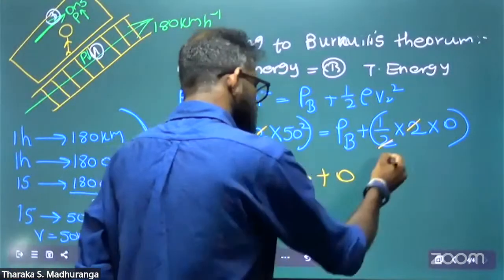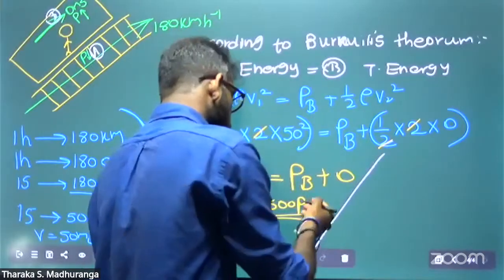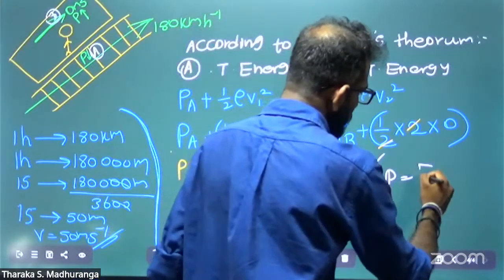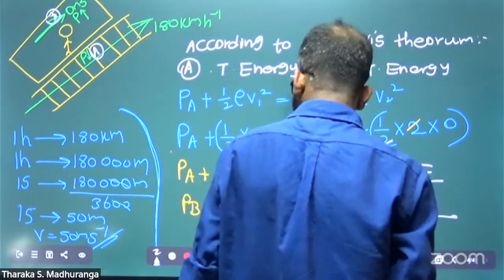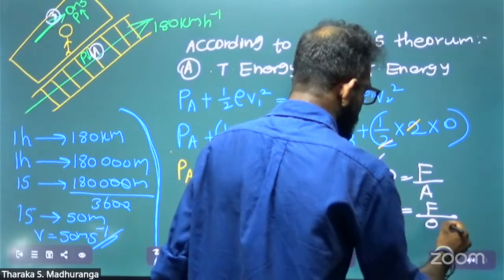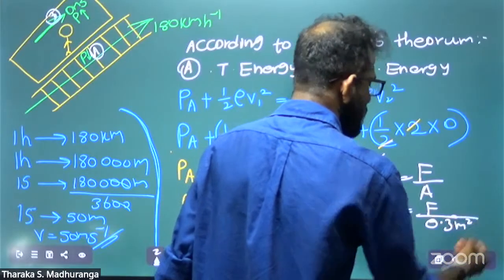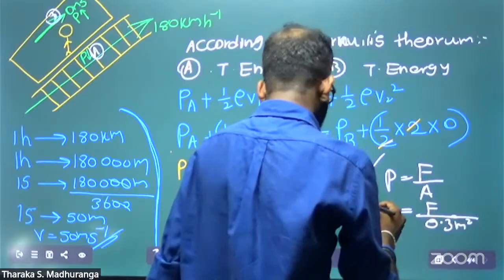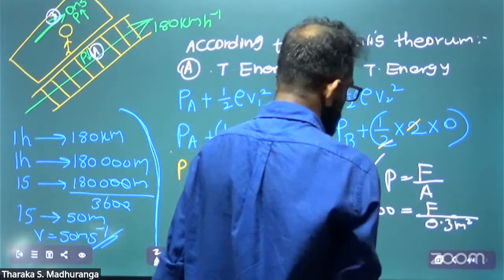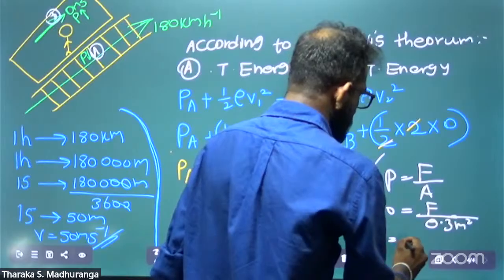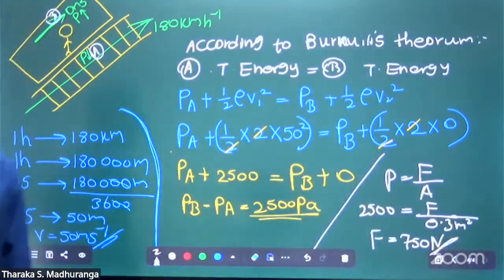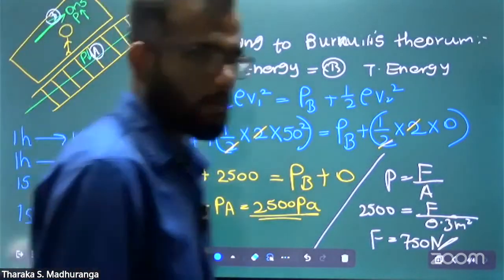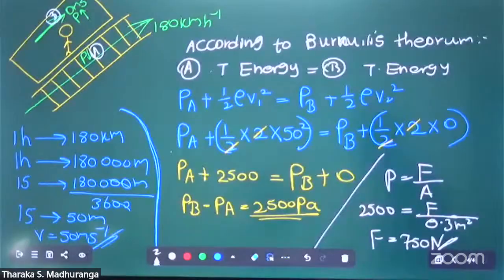Now, this is a pressure difference. Therefore, pressure equals F over A. The F we are finding. The A is 0.3 square meter, given in standard unit. The pressure is 2500 Pascal. F equals 750 Newton.